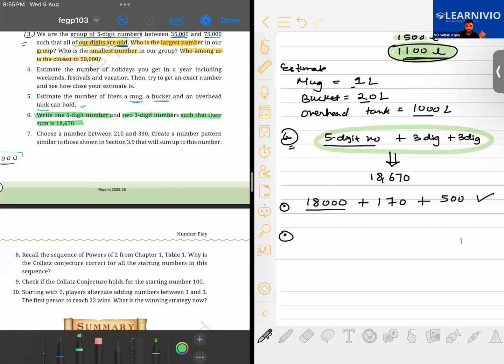That is correct now. You guys also give similar answers. Give an answer to this question. Also, you can check your answer by adding all of these; you'll get the same answer, that is 18,670.